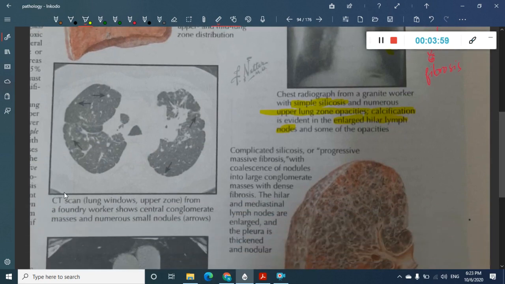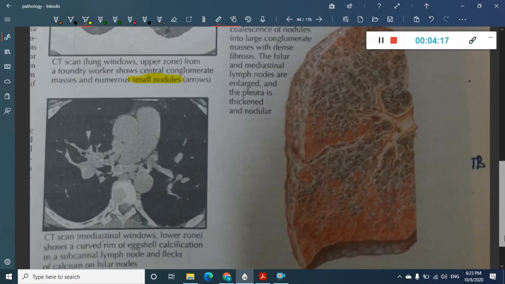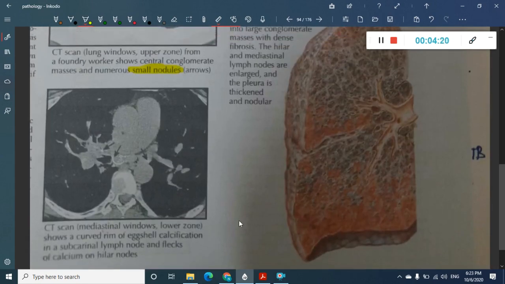This shows the CT scan. In the CT scan you see many central masses, and all these masses are nothing but silicotic nodules. You can see numerous silicotic nodules in this picture, and if you go down to this chest X-ray, you can see the hilar lymph nodes which are calcified.